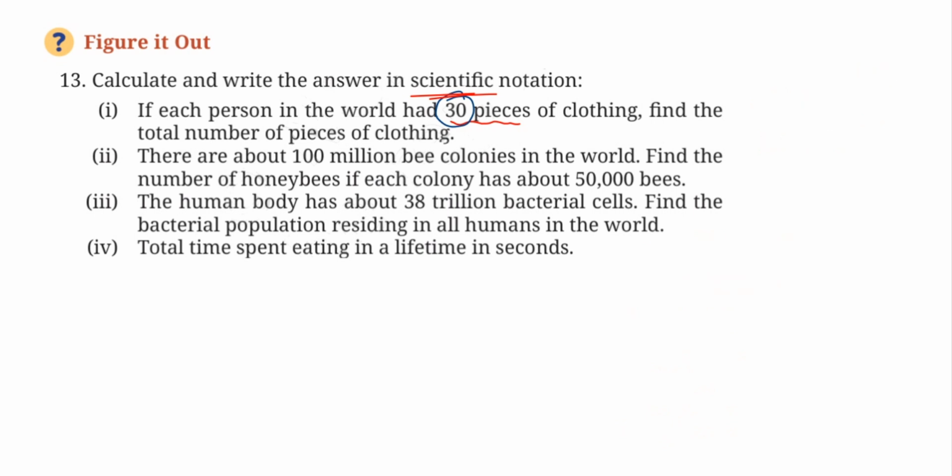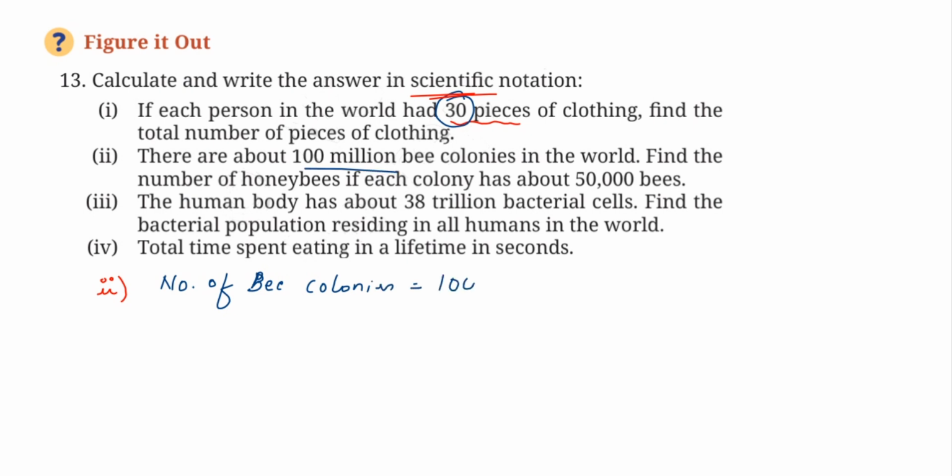Now in the second one, what they are asking is, there are about 100 million bee colonies in the world. Find the number of honeybees if each colony has about 50,000 bees. So first we'll write down the number of bee colonies. So this is the second question, number of bee colonies is given as 100 million.